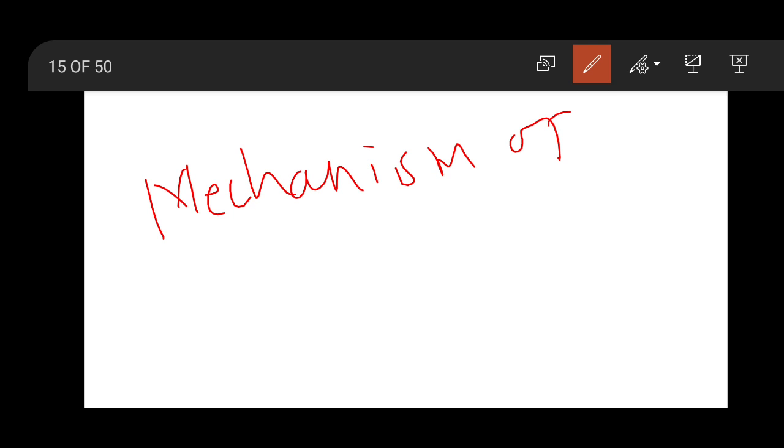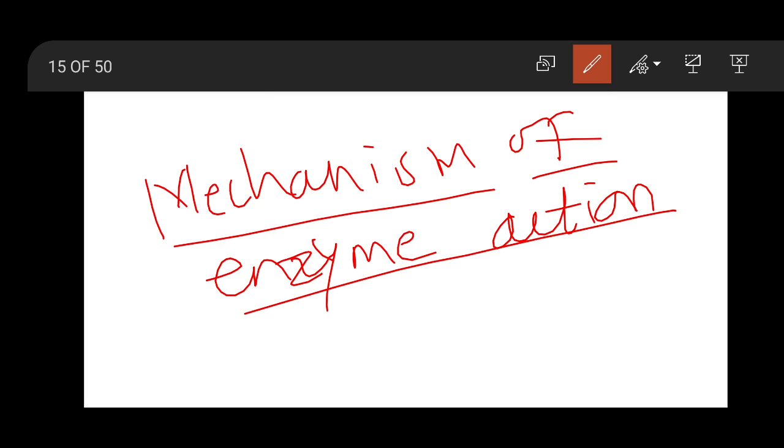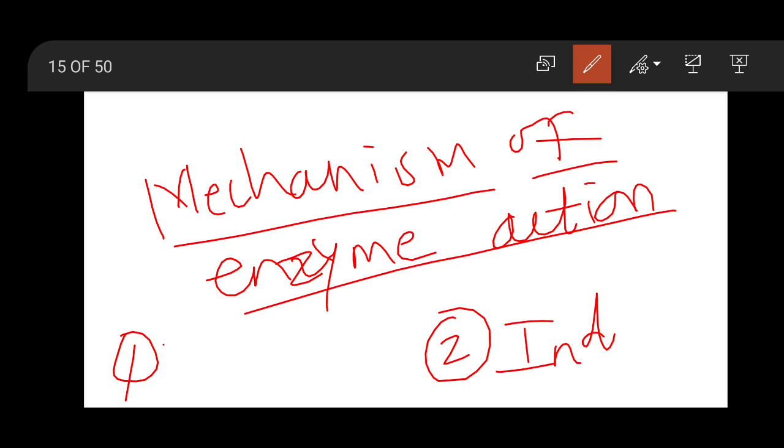In the previous lecture, we studied the mechanism of enzyme action, which we have completed. In mechanism of action, we studied two models. First one was the induced fit model, and first one was which model?